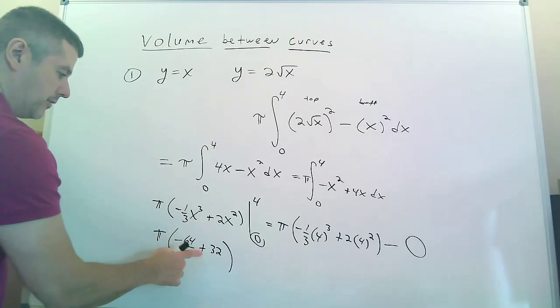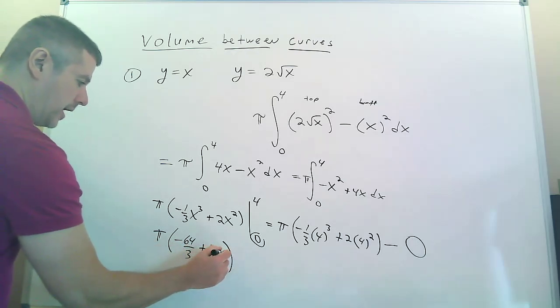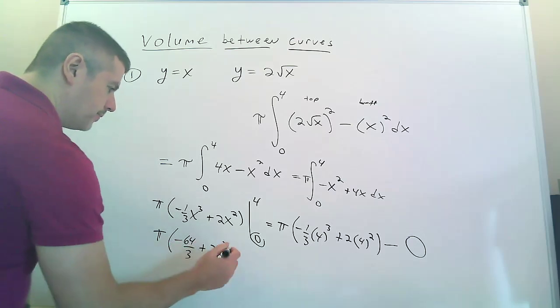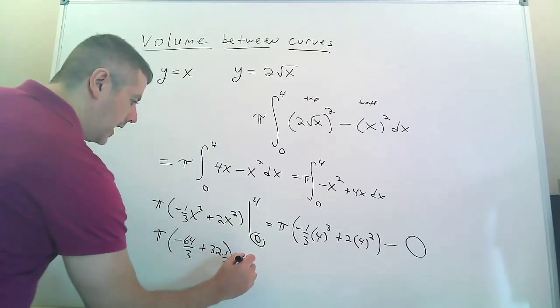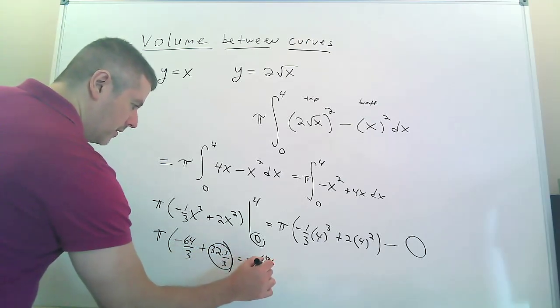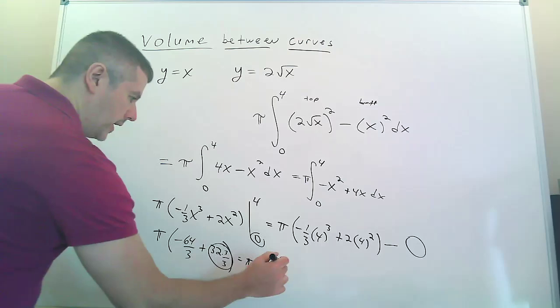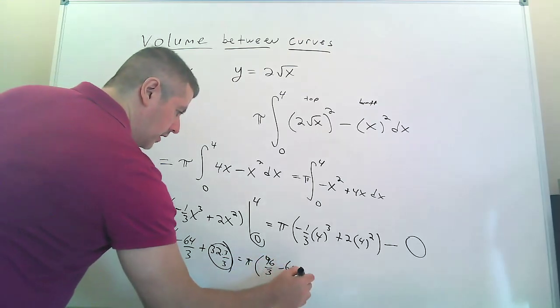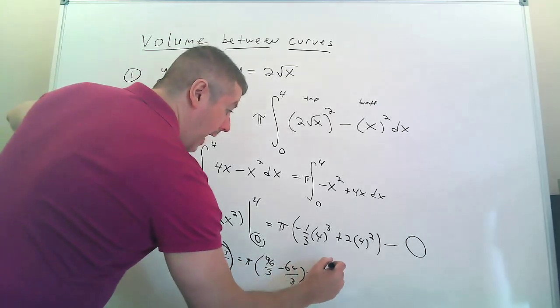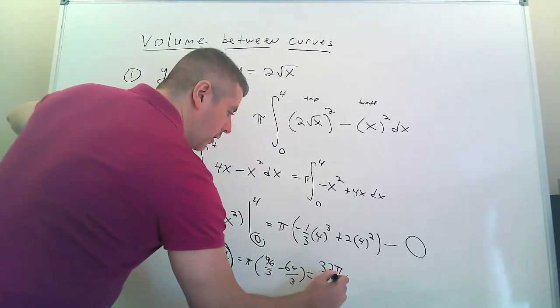Now, I have to make the bottoms the same. So you have to times this one by 3 over 3. So that's going to be 96 over 3. So you're going to get pi. This becomes 96 over 3. You're not going to be doing this part, by the way. Minus 64 over 3. I'm only doing it on this first one. And the pi is there. So you get 32 pi over 3.